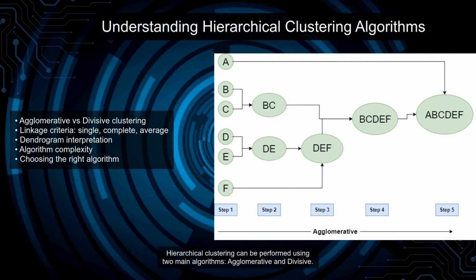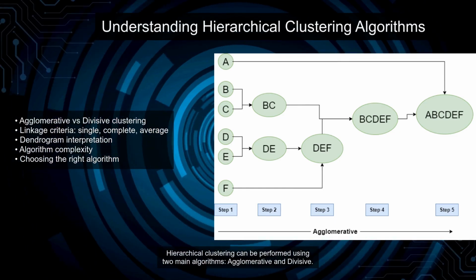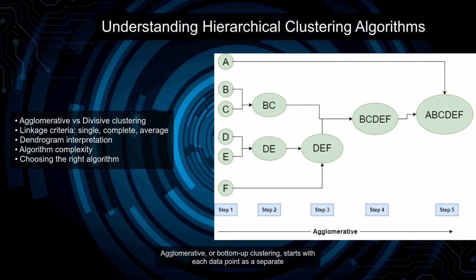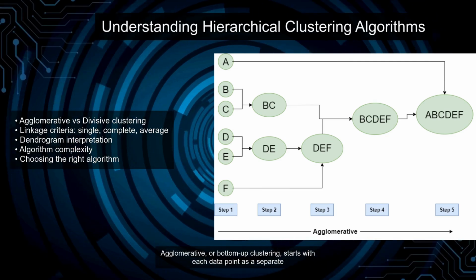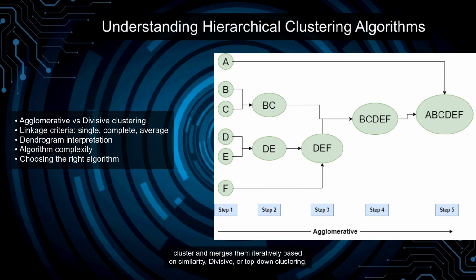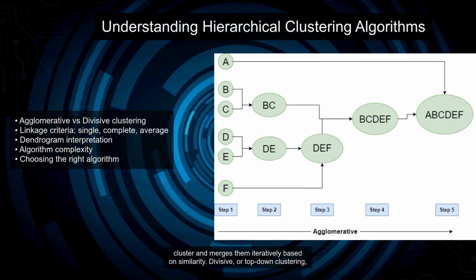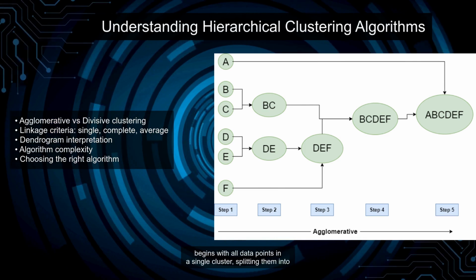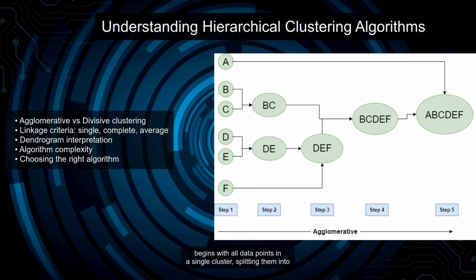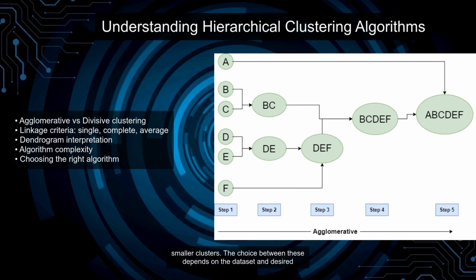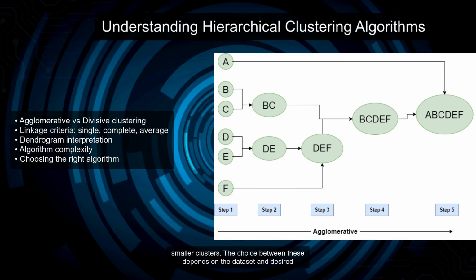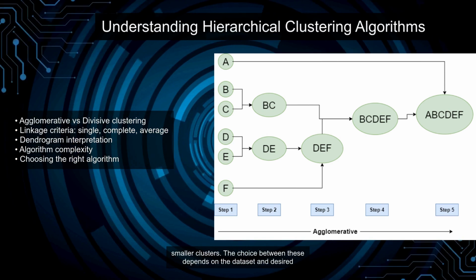Hierarchical clustering can be performed using two main algorithms: agglomerative and divisive. Agglomerative, or bottom-up clustering, starts with each data point as a separate cluster and merges them iteratively based on similarity. Divisive, or top-down clustering, begins with all data points in a single cluster, splitting them into smaller clusters. The choice between these depends on the dataset and desired outcomes.